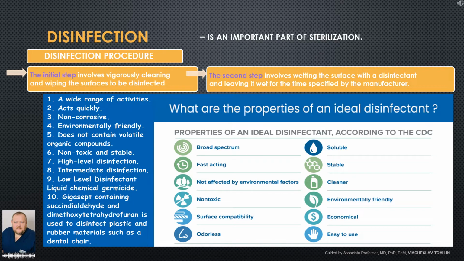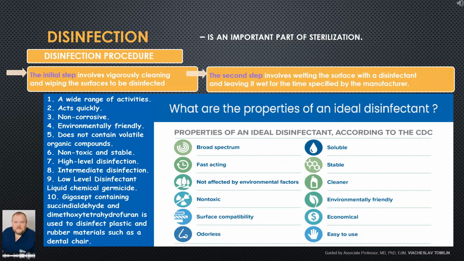7. High-level disinfection, a disinfection process that inactivates vegetative bacteria, mycobacteria, fungi and viruses, but not necessarily a large number of bacterial spores. 8. Intermediate disinfection, a disinfection process that inactivates vegetative bacteria, most fungi, mycobacteria, and most viruses, especially viruses that are enveloped, but not bacterial spores.